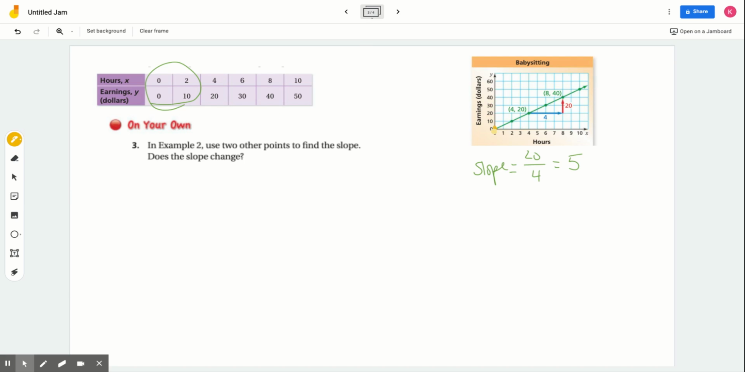So 0, 0, and 2, 10. Here to here, we can see we have a rise of 10 and a run of 2. Remember, rise over the run. So we have a slope of 10 over 2, which reduces to 5. Now, comparing what they had in example 2 and what we have for number 3, did the slope change? The answer would be no. So the slope of a straight line is always going to stay the same no matter which 2 points on that line you're going to use.